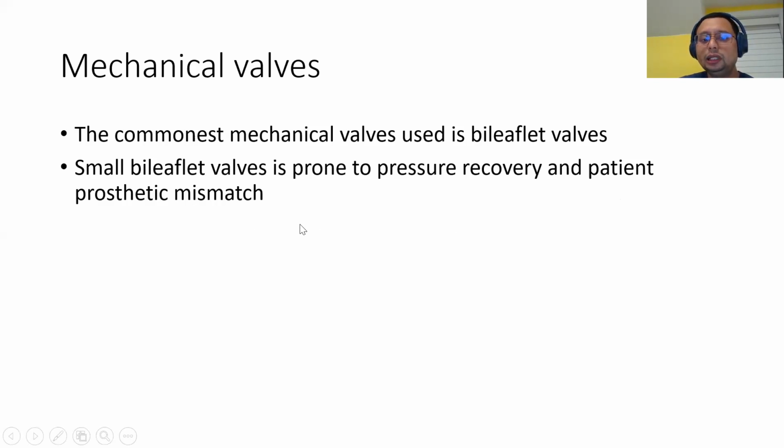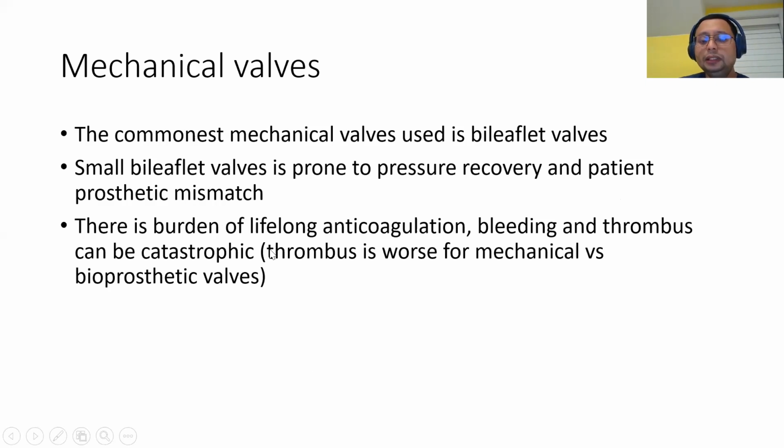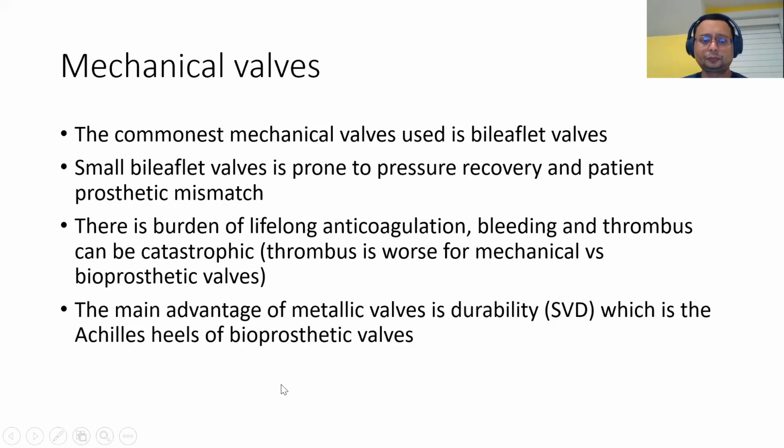Patient prosthetic mismatch also happens in bioprosthetic valve, not just mechanical valve. There is the burden of lifelong anticoagulation, and bleeding and thrombus can be catastrophic. For some reason, thrombus outcome is worse for mechanical compared to bioprosthetic valve. Okay, if thrombus happens to both, once thrombus happens, it is worse in mechanical compared to bioprosthetic valve.